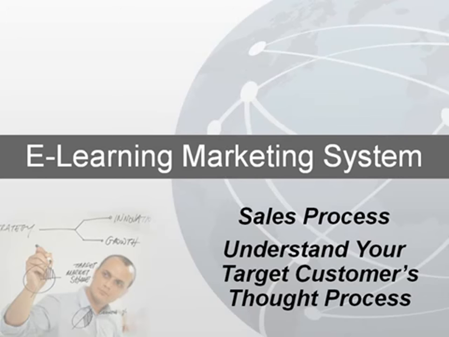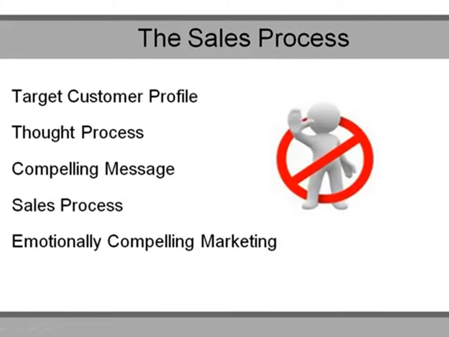formal sales process. That process is made up of five major components: a target customer profile, the thought process, an emotionally compelling message we call the elevator pitch, a sales process that will act as your roadmap to market domination, and finally, persuasive marketing collateral that features an emotionally compelling message. In our previous presentation, we discussed the first of those five components, the target customer profile.